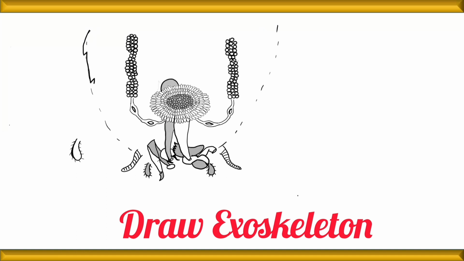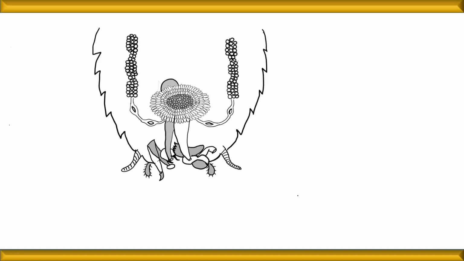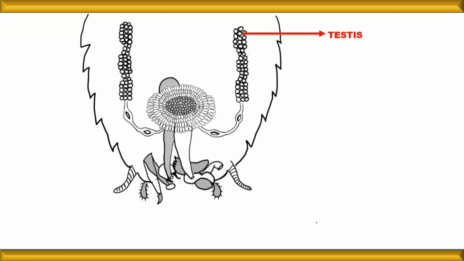Next one, complete the diagram with a dotted line. This is for the outline of the body of the cockroach showing the segments. So draw it on either side. Finally, all parts of the male cockroach reproductive system are complete.